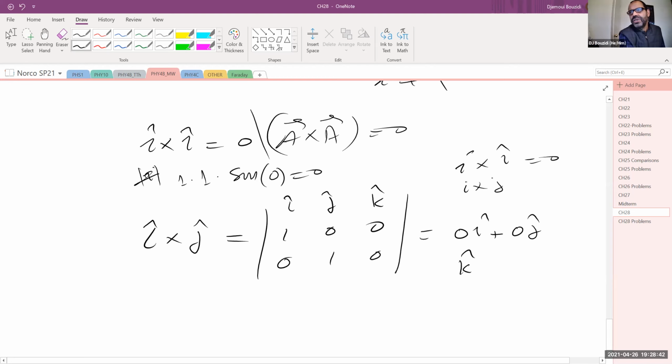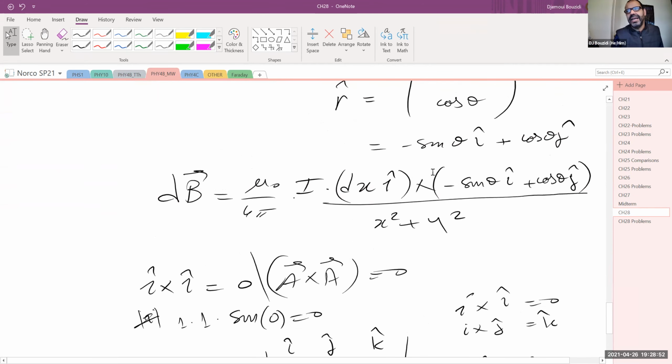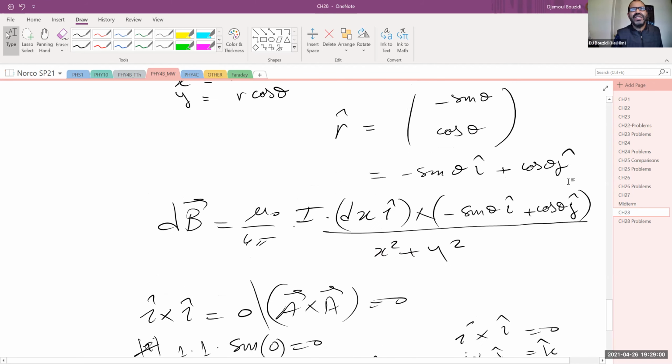And I cross j is k. And then this is a cyclic operation, actually. And there is a symbol for it that is used similar to the Kronecker symbol for the cross product. Anyway, we're not going to get into that. So this is going to give you 0 because they're in the same direction. And this is going to give you k hat. That's all. Okay, so the magnetic field is in the k hat direction.